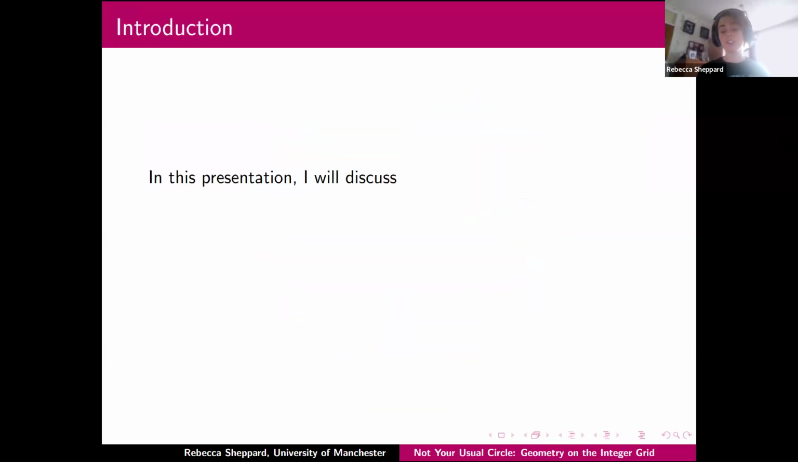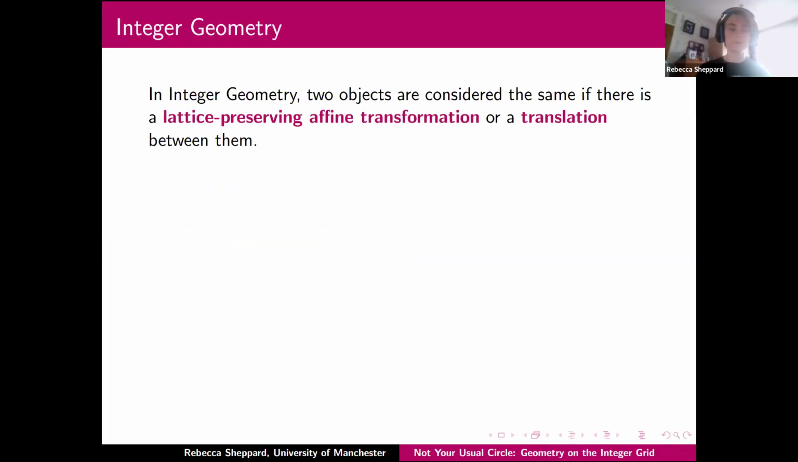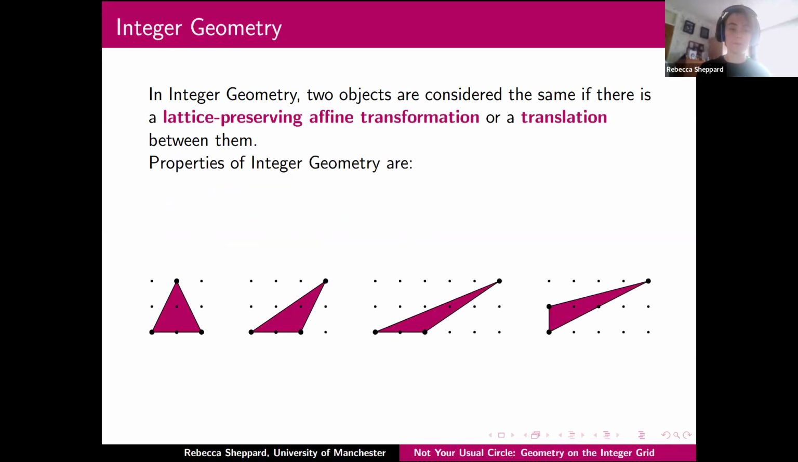In this presentation today, I'm going to discuss geometry with integers. I'm going to discuss integer circles and their densities. And I'm going to then move on to intersecting integer circles and their densities. So, first I'll introduce integer geometry. In integer geometry, two objects are considered the same, or integer congruent, if there is a lattice-preserving affine transformation or a translation between them.